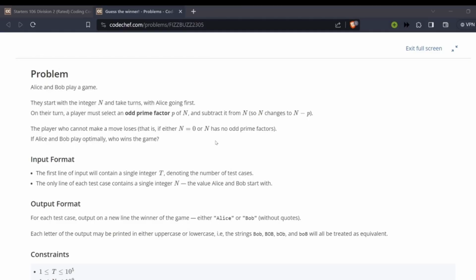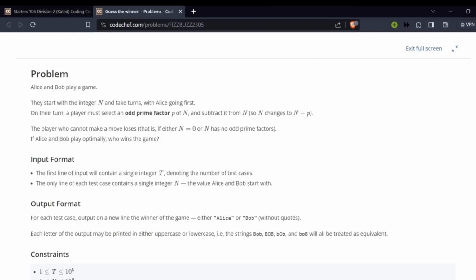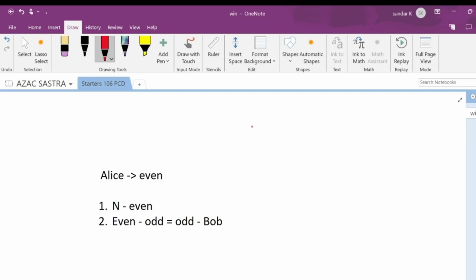Now, if someone wants to win the game, then he has to take the whole number as the prime factor and subtract it. In the sense, if Bob is given the value 7, then he'll take the whole number 7 as the prime factor and subtract it. Hence the number will become 0, and he'll win the game. The same goes for 11. If Bob is provided with the number 11, then he'll subtract the whole number and do it.